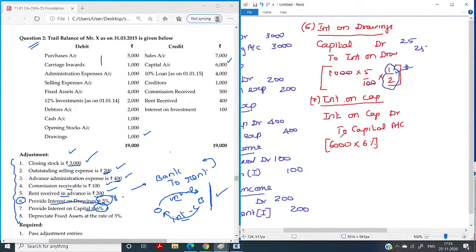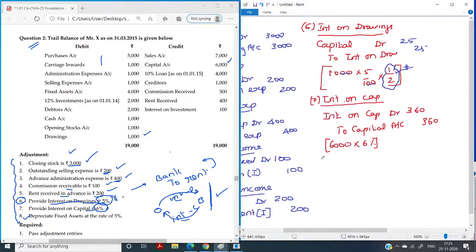And for 6,000, 6% will be 360. 360 will be the interest on capital. We got it now. Clear? The 7th one is also over. Now I'm moving to the 8th one.